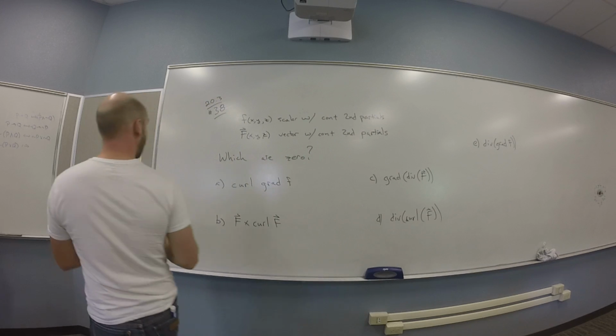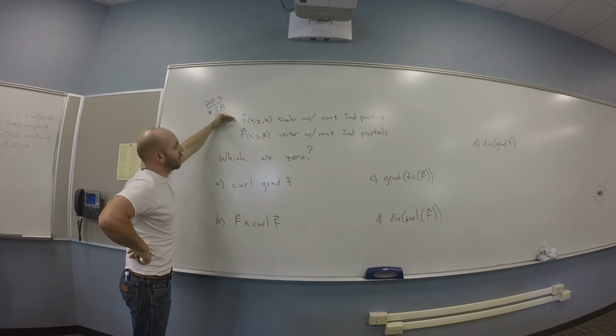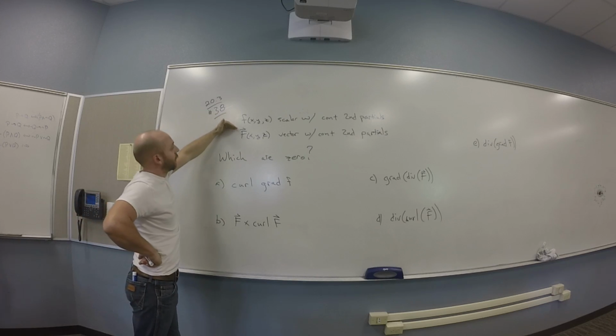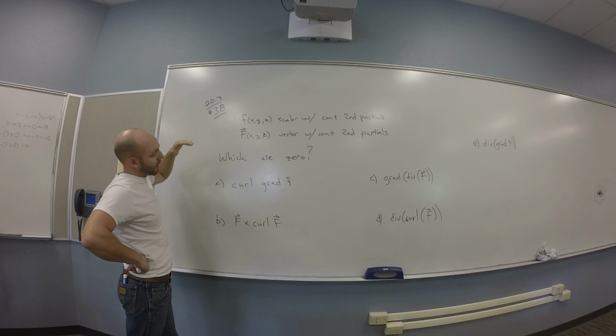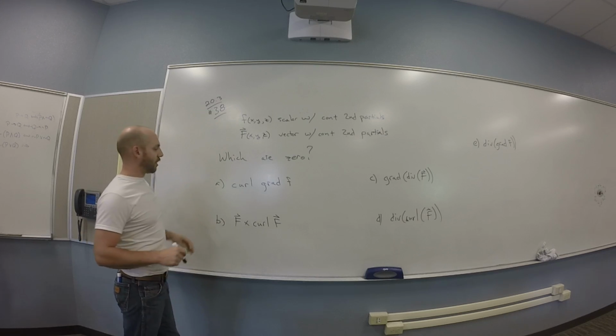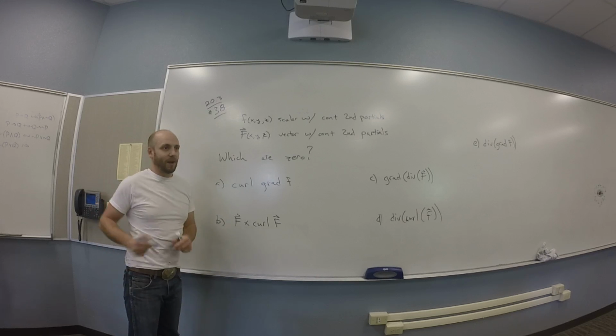Okay, so let's try number 38 in 20.3, which says we have a scalar function f with continuous second order partials, and we have a vector field F with continuous second order partials. And then they're asking us which of these things are identically zero. So they ask us first about the curl of the gradient of f.